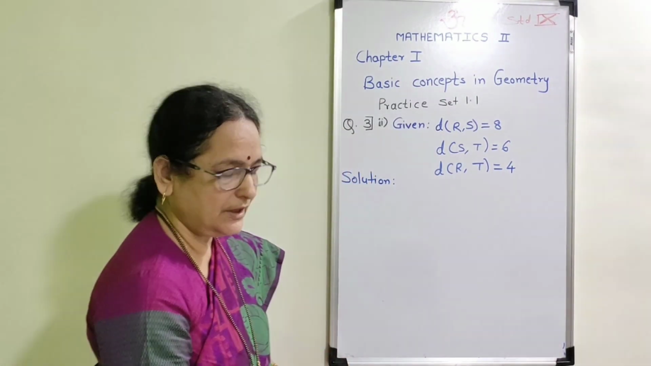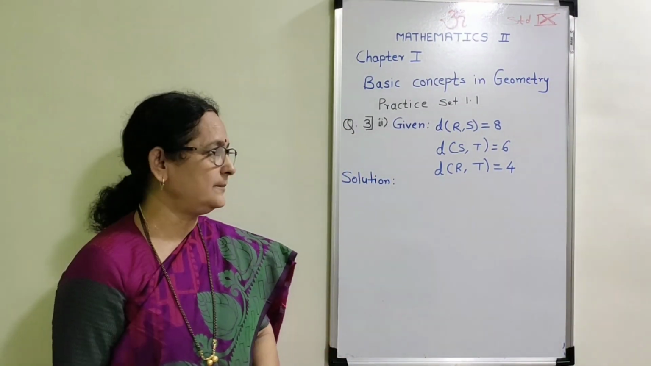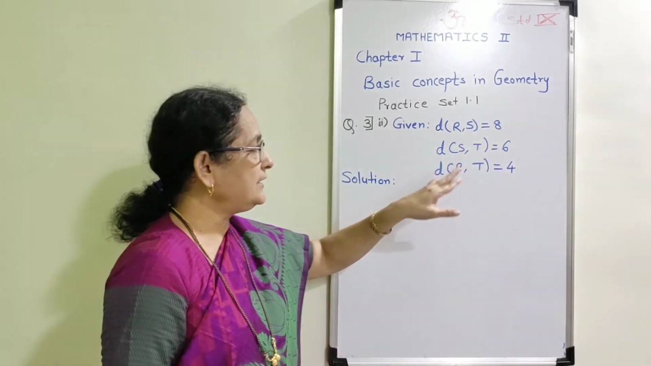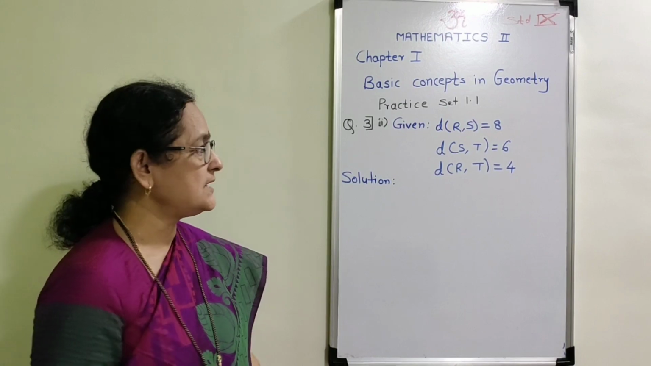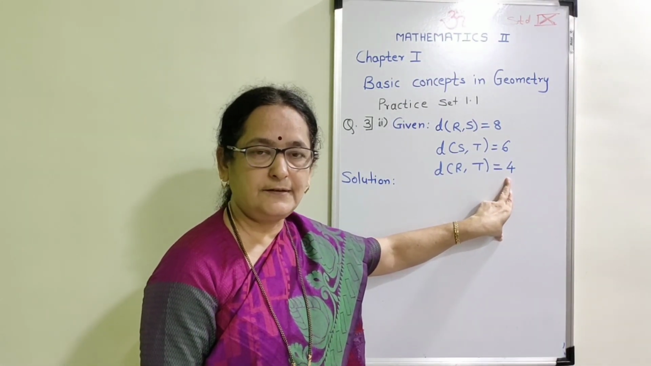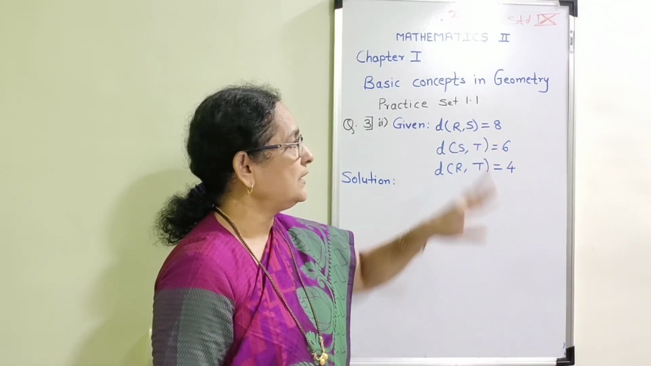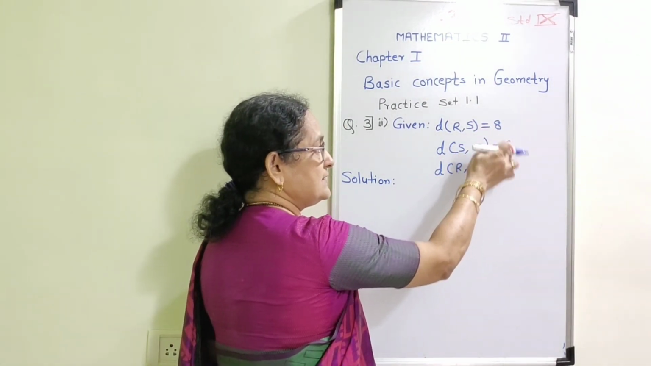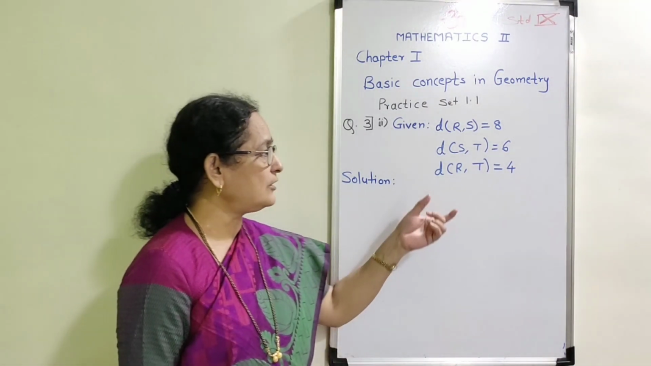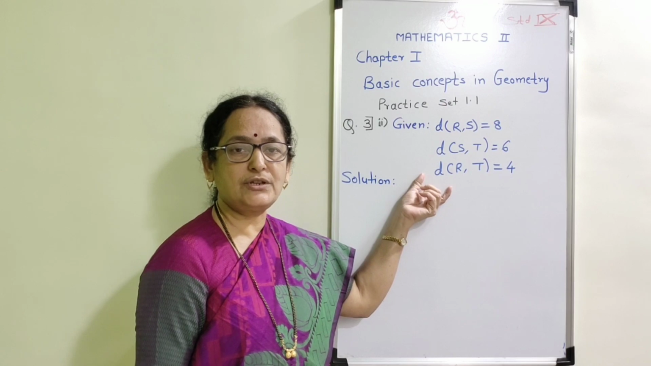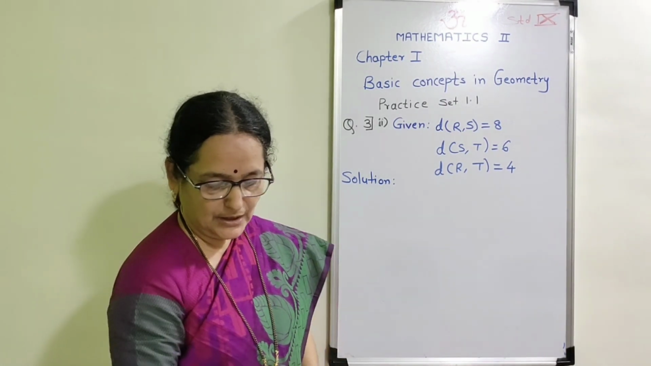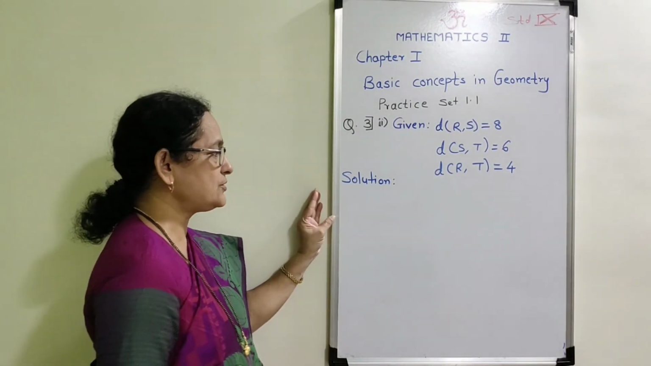Now again, think about the given example orally. Which one is the highest distance? 8. Now take the sum of remaining two distances. That is 6 plus 4. We know that 6 plus 4 is equal to 10. And therefore, the highest distance is not equal to the sum of remaining two distances. That means our oral determination is the given 3 points are not collinear. Now we are going to complete the solution.